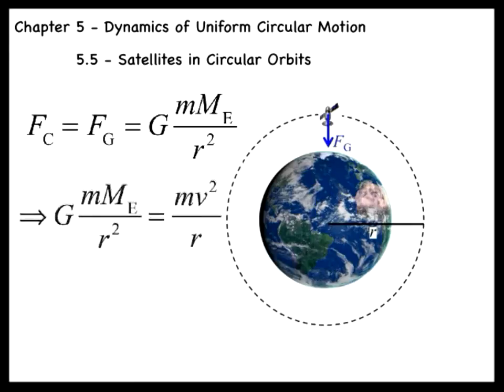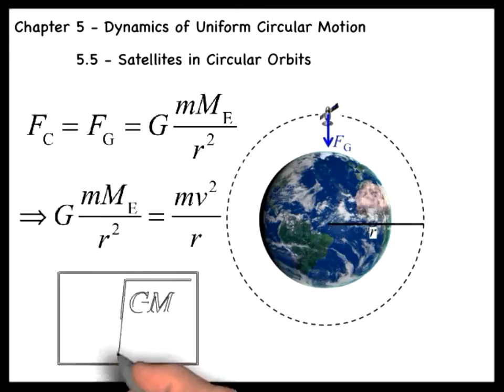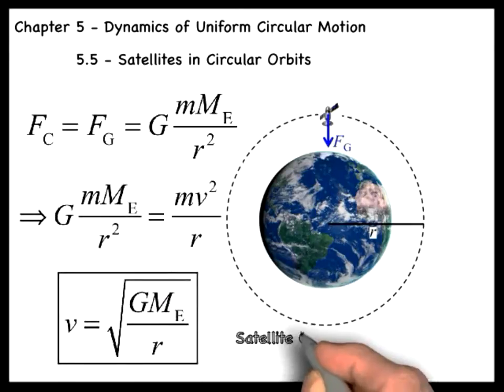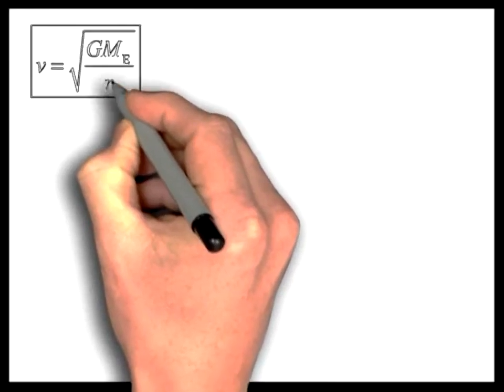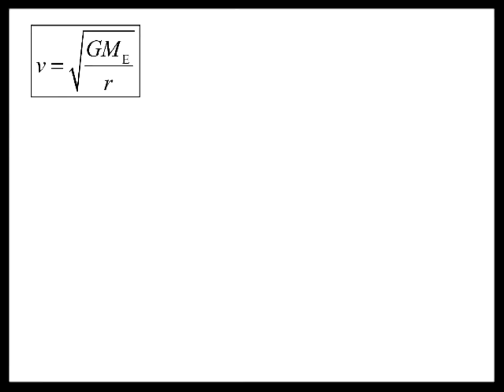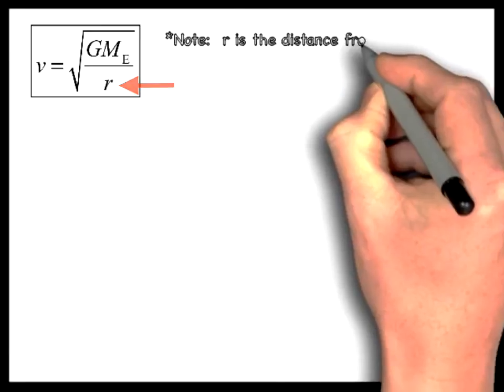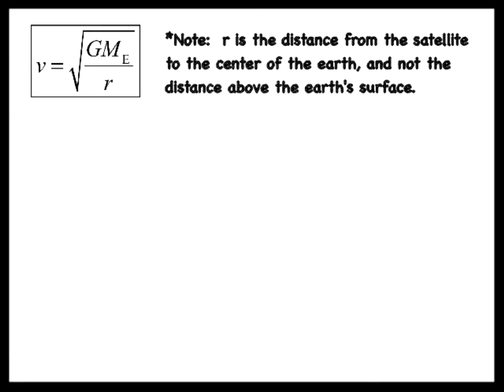We can now solve this for the speed of the satellite. This expression shows you that for every unique value of r, there is one and only one speed that corresponds to that orbit. If the satellite is orbiting closer to Earth, which means the r value is smaller, then the speed will have to increase in order to maintain that orbit. When solving problems, remember that r is the distance from the satellite to the center of the Earth, and not the distance above the Earth's surface.